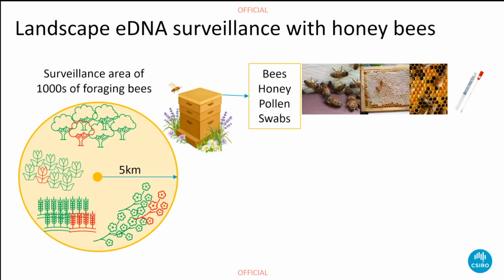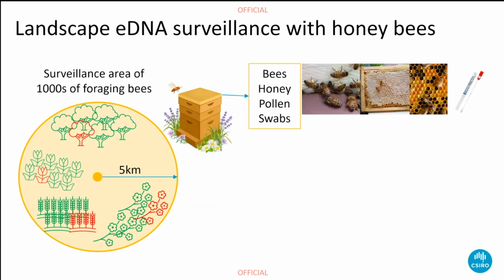So common sample types that we use are often a bee sample, but we can also be looking at things like honey and pollen, and something that I'm talking a bit more about today is even the use of swab samples. So very much the COVID type swab, but using that for swabbing the hive surfaces for eDNA collection.